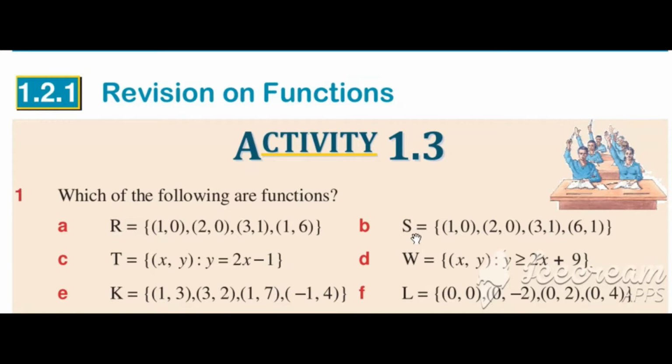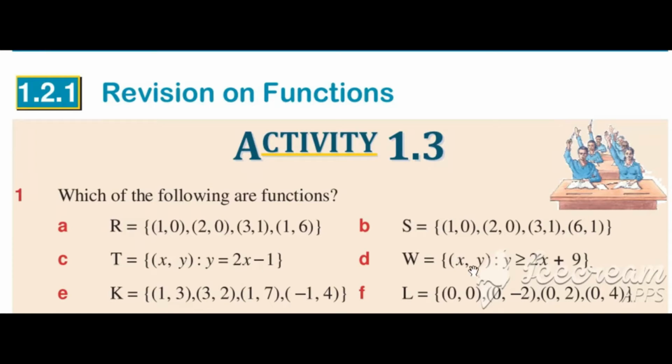Let us see relation S: (1,0), (2,0), (3,1), (6,1). All ordered pairs have different first coordinates, therefore it can be a function. Let us see T: (x,y) such that y is equal to 2x minus 1. This is a linear equation. A linear equation can be a function because for each distinct value of x we can get a distinct value of y, therefore it can be a function.